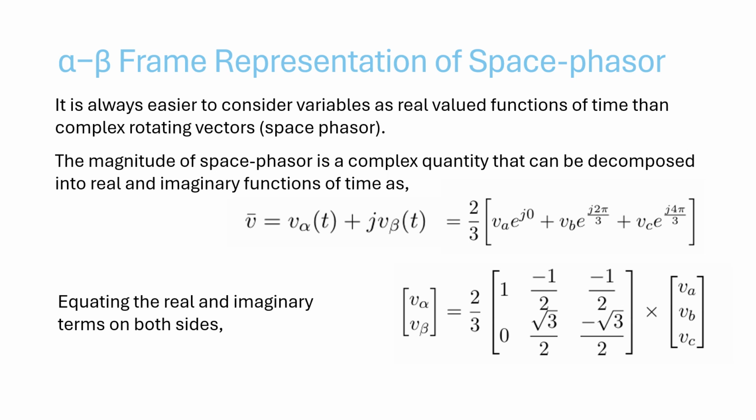Here, if you expand e power j 2 pi by 3, it is cos 2 pi by 3 plus j sin 2 pi by 3. Cos 2 pi by 3 is minus 1 by 2 plus j sin 2 pi by 3. That is for VC, cos 4 pi by 3. This is cos 0. Cos 0 is 1, cos 2 pi by 3 is minus 1 by 2, cos 4 pi by 3 is minus 1 by 2. Like that, the imaginary components: sin 0 is 0, sin 2 pi by 3 is root 3 by 2, sin 4 pi by 3 is minus root 3 by 2. Like that, we can get this matrix.